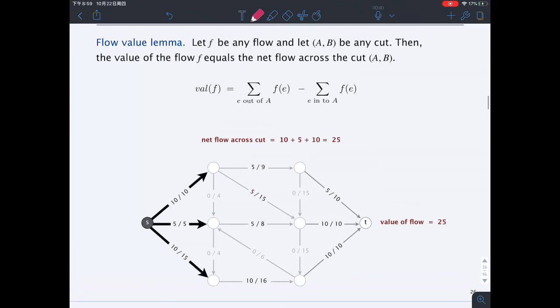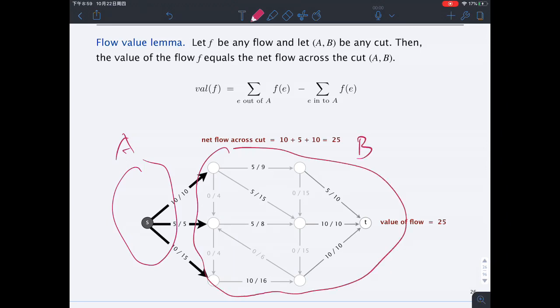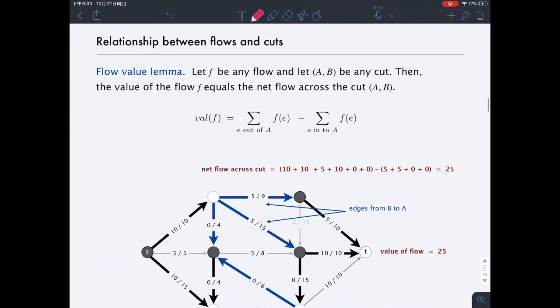So now let's also look at a second case. In case my partition looks like that, this is A and this is B. Again, if I count all the water that's moving out from S to B, it's really just summing up all these 3 numbers. Again, I get 10 plus 5 plus 10, which is again 25. That's again what we need.